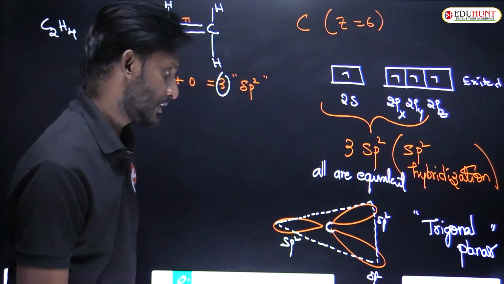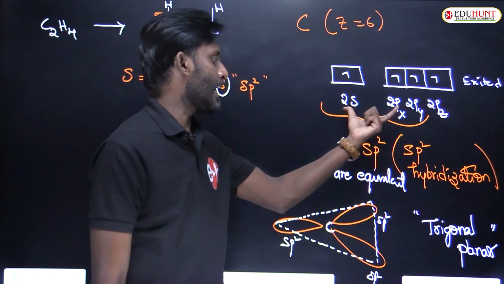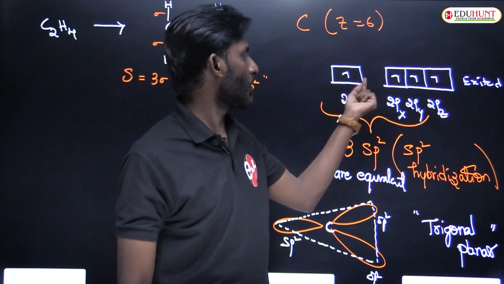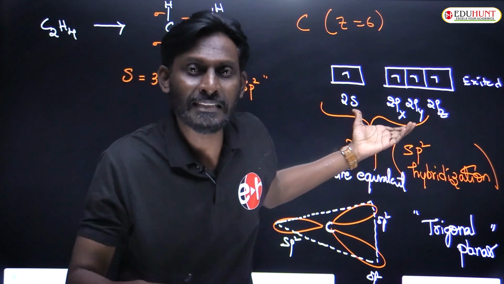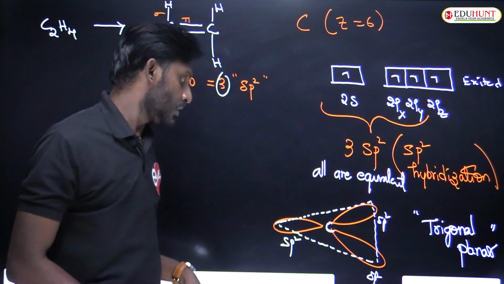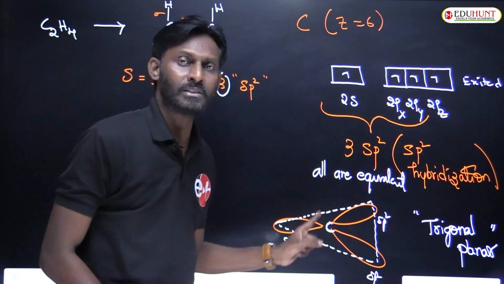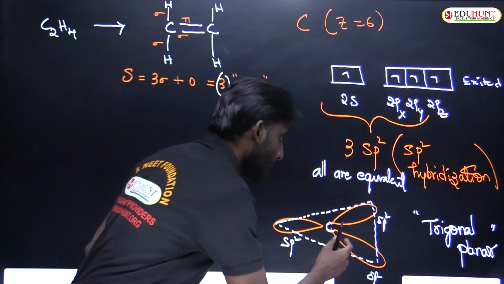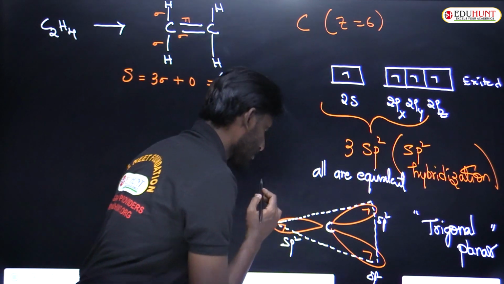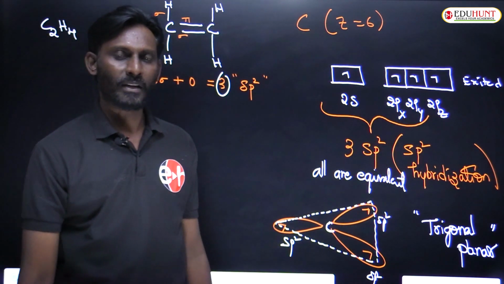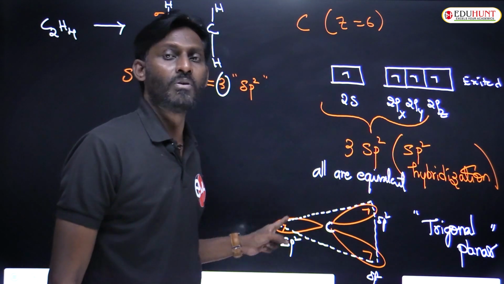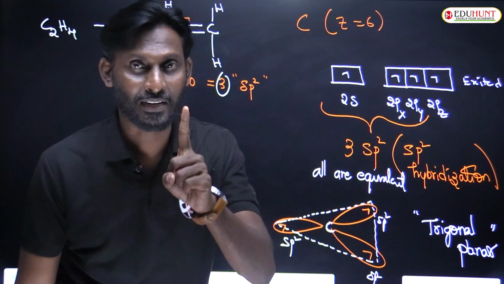And when they are intermixing during the process, how many electrons are involved? 3 atomic orbitals, each having 1 unpaired electron. Then after intermixing also, there are 3 hybrid orbitals, each with 1 unpaired electron. So this one with an unpaired electron, this with an unpaired electron, this with an unpaired electron. Now the point is, all the 3 sp2 hybrid orbitals are in one plane.